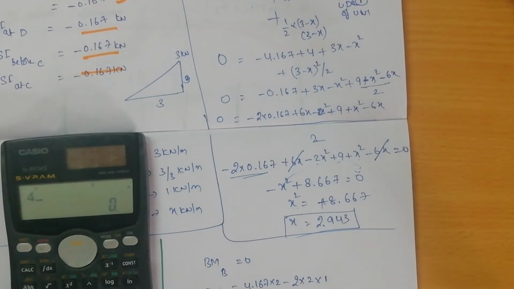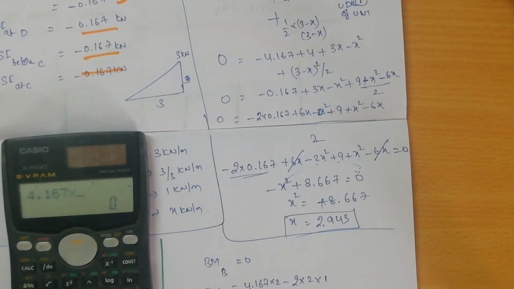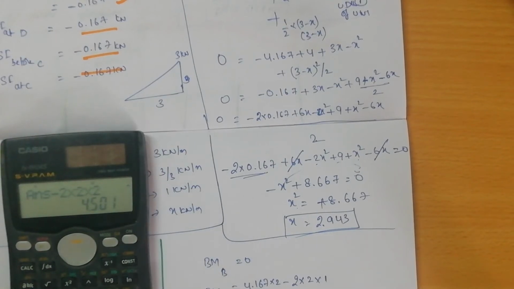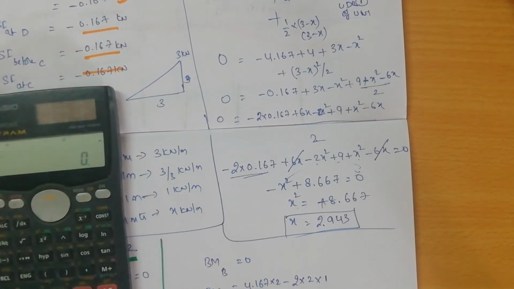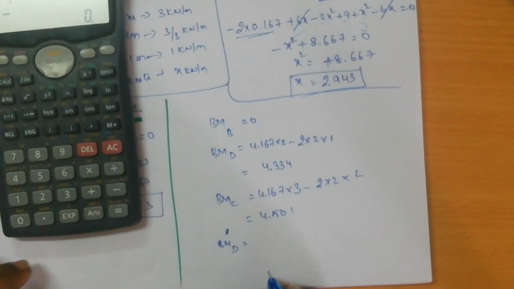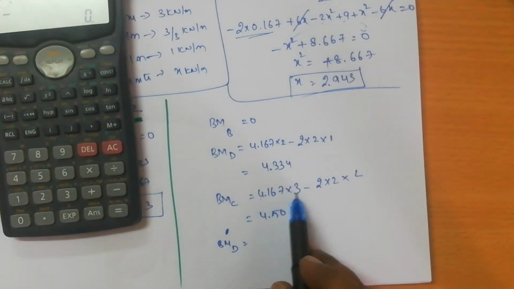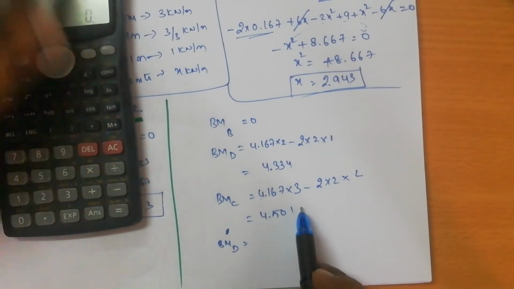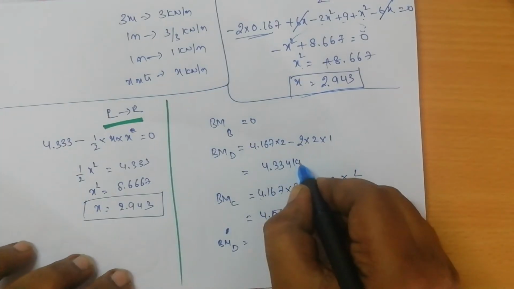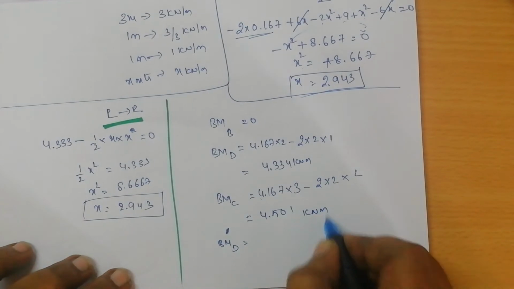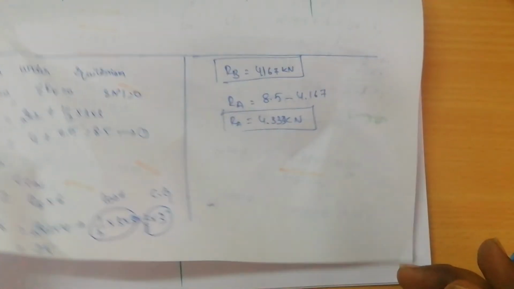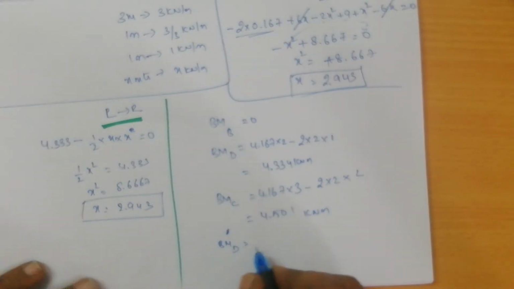Now let us try to solve this problem. 4.167 into 3 minus 2 into 2 into 2. So we are getting it as 4.501. Okay, 4.501. You are getting it as 4.501, this is kilonewton meter. Then next is bending moment at point D.